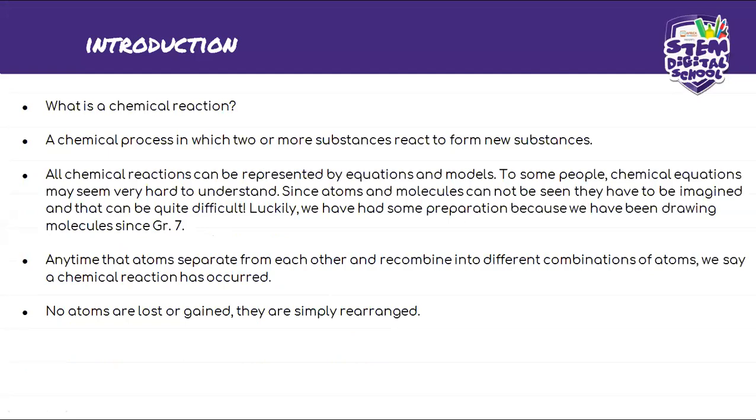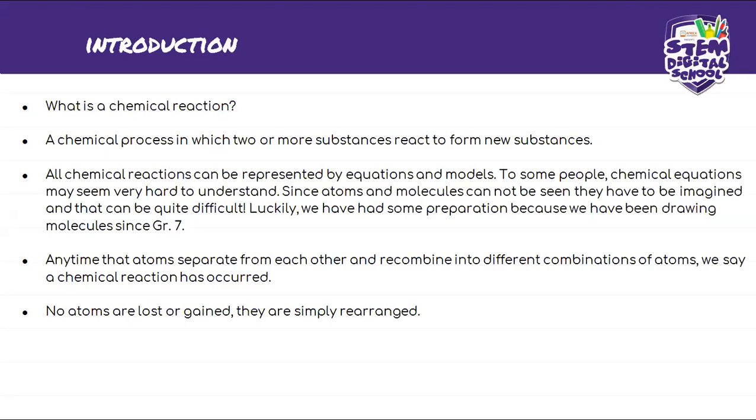So, what is a chemical reaction? We have already learned that it is a chemical process in which two or more substances react to form new substances. So a chemical reaction is just a chemical process involving two or more substances leading to the formation of a new substance. So all chemical reactions can be represented by equations and models.